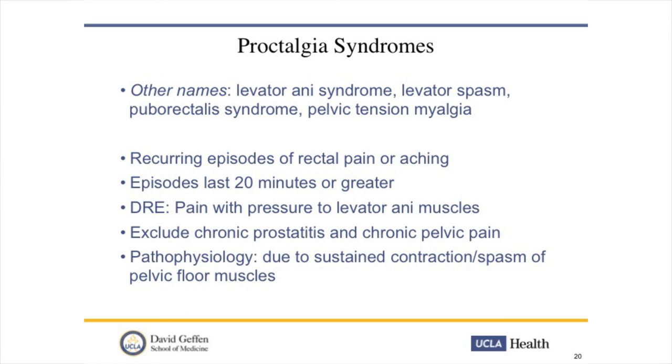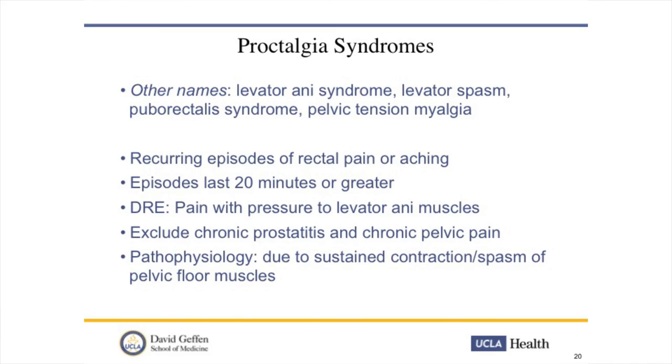On digital rectal exam, there's pain with pressure to levator ani muscles. They're definitely tender. There was one study to show they were more tender on the left versus right. I don't know if any of you really need to pay attention to it. If somebody says, ouch, that's probably good enough. You want to exclude chronic prostatitis, chronic pelvic pain, and of course, inflammatory bowel disease and other organic GI conditions.